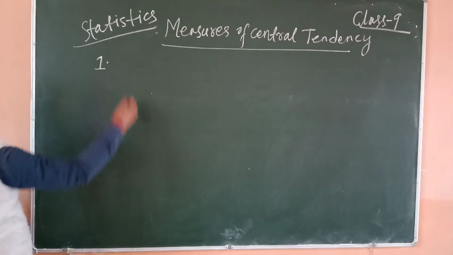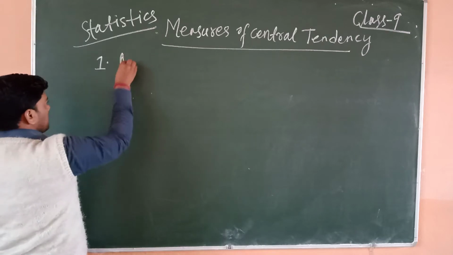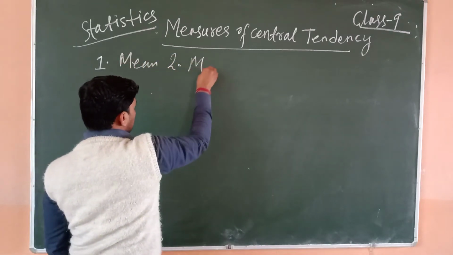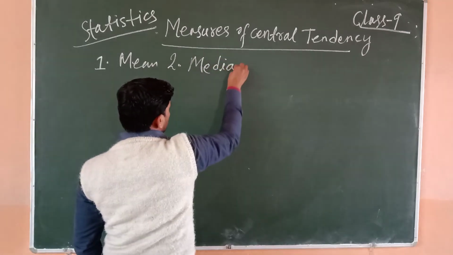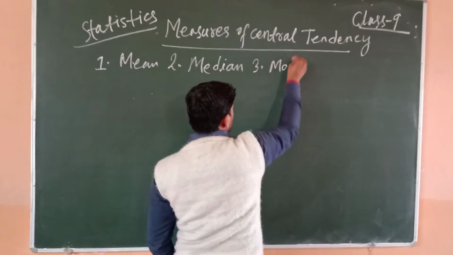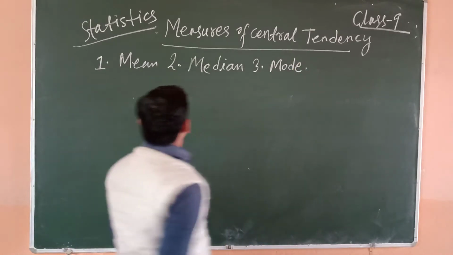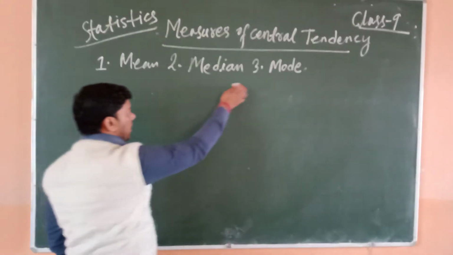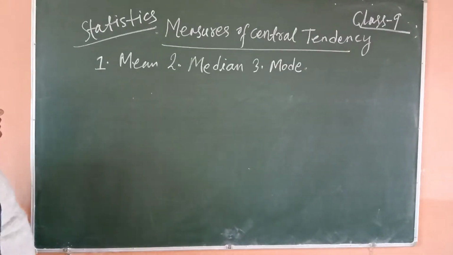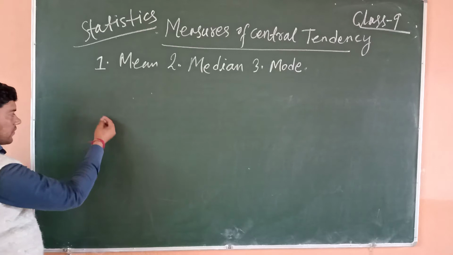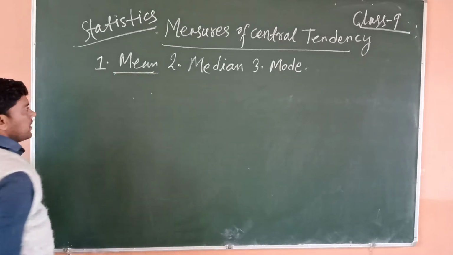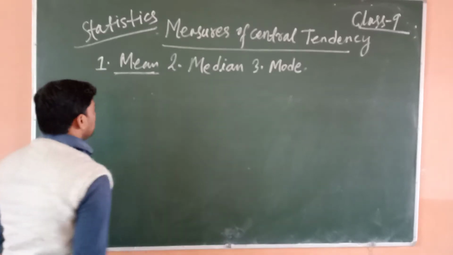There are three measures of central tendency: mean, second median, and third is mode. Mean, median, and mode are measures of central tendency. So first we study about mean, then median, then mode.